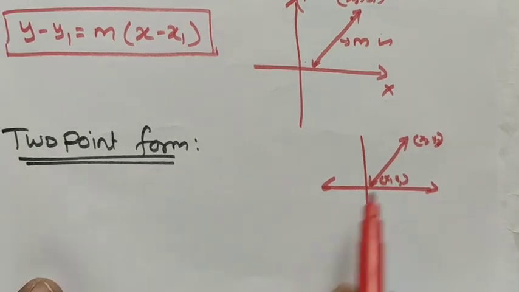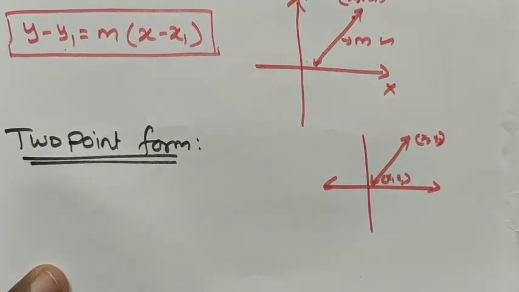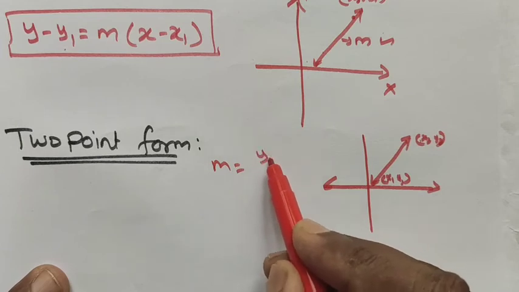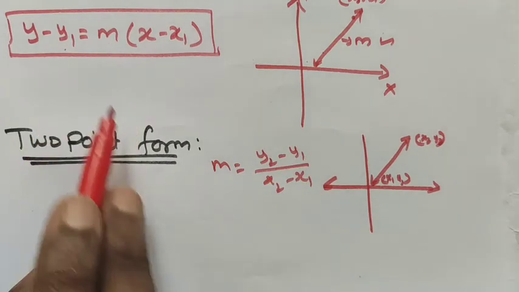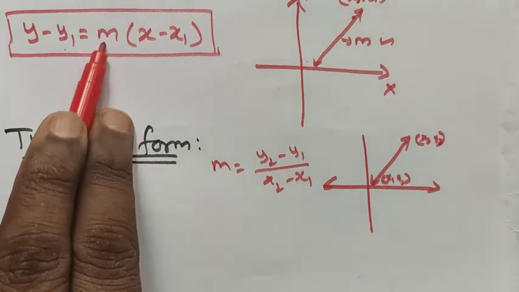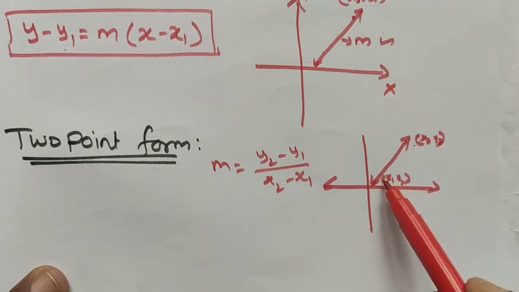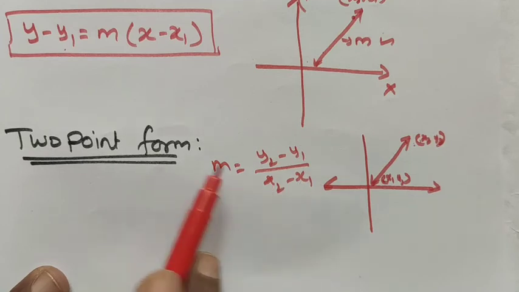Let's see how to find the slope. From this we know that m is equal to, when 2 points are given, y2 minus y1 divided by x2 minus x1. In the equation, you apply this value of m in the place of m. If 2 points are given, we know how to find the slope: m is equal to y2 minus y1 divided by x2 minus x1. This value should be applied here.